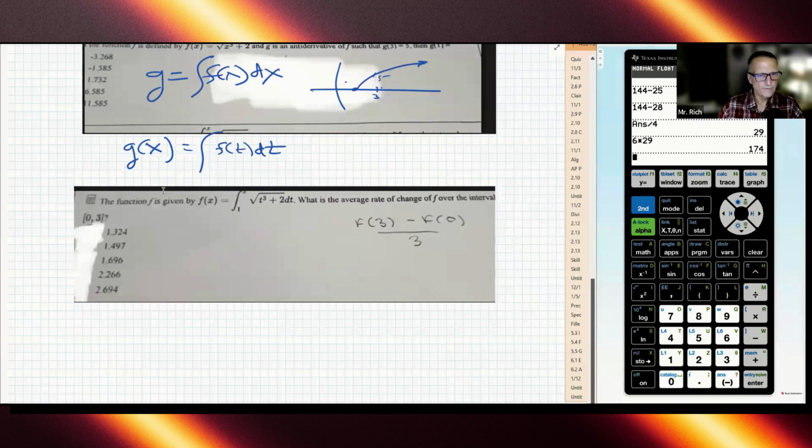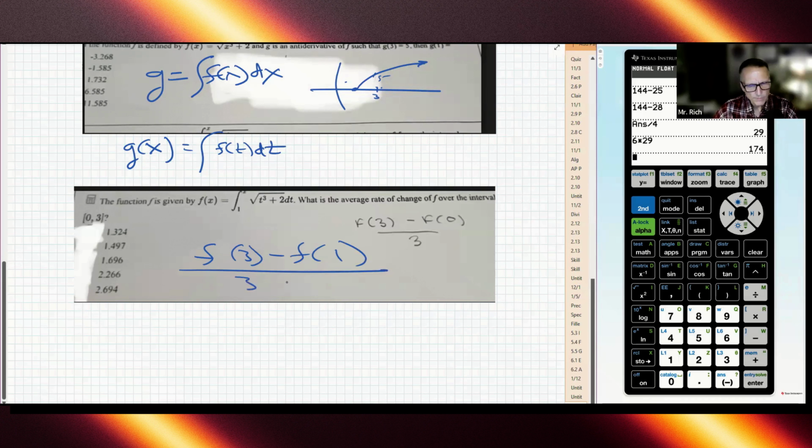Okay. The function f is given by this integral from 1 to x of that. What is the average rate of change of f over the interval 0 to 3? Well, the definition of average rate of change of a function f is going to be f of 3 minus f of 1 all over 3 minus 1, right? That's average rate of change of my function f over that interval. This would be f of 0. That'd be 3 minus 0, because our interval is 0 to 3. So we have to do this calculation right here.